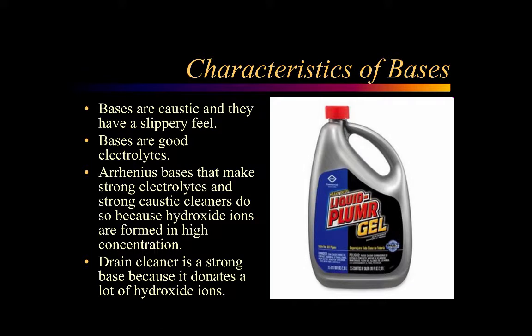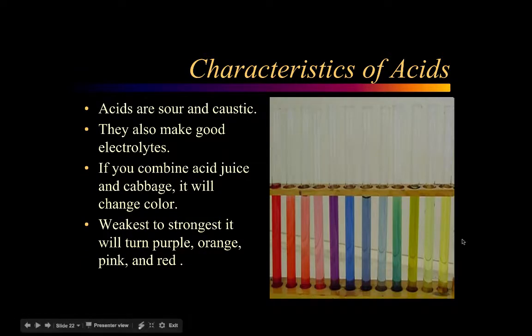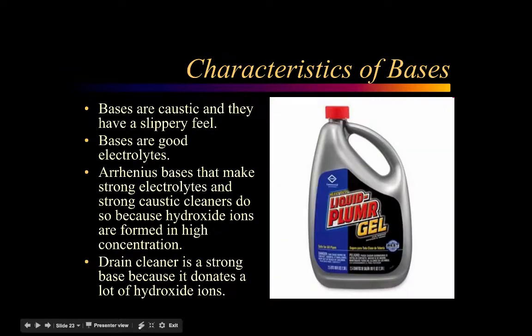Bases, on the other hand, are actually the opposite of acids. They are very slippery, and they are also very good electrolytes, and they turn a yellowish and a greenish color in the presence of cabbage juice. A really good example of a strong base would be liquid plumber.